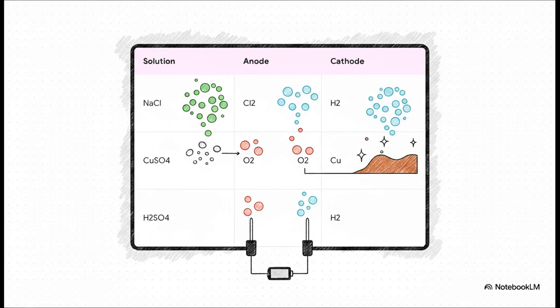Simple enough. In our second example, aqueous copper sulfate, the anode sees a sulfate, which is definitely not a halide, so hydroxide takes over and produces oxygen gas. Meanwhile, the cathode sees copper and hydrogen. Copper is less reactive, so solid copper is produced. And for dilute sulfuric acid, there are no halides, so the anode gives us oxygen. And since the only positive ions in the whole mix are hydrogen, the cathode simply produces hydrogen gas.